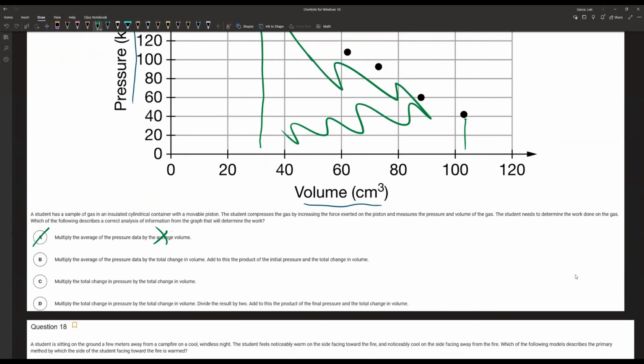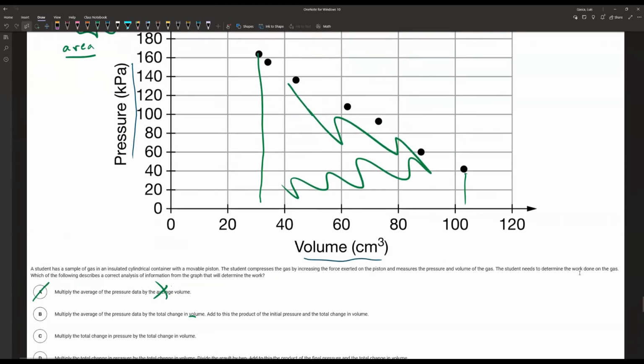Not going to work. Multiply the average of the pressure data by the total change in volume. Add this to the product of the initial pressure and the total change in volume. Okay. Multiply the total change in pressure by the total change in volume. And so this would be delta P, and then this would be delta V.